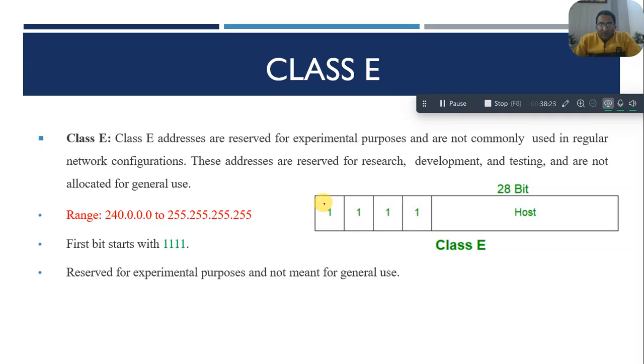We will see the first octet, and in the first octet the initial 4 bits are 1111, then this belongs to the class E. The network range, that is the IP address range, will be from 242.0.0.0 to 255.255.255.255, reserved for experimental purposes and not meant for general use. So this is about the class E.